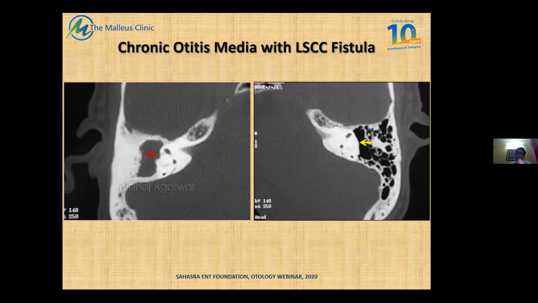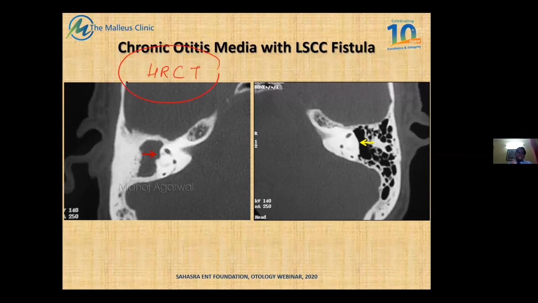Okay, so if you find a dimpling like this on 3 contiguous sections, then I'll give you an explanation as to why the patient might be vertiginous or might not be vertiginous as far as a fistula is concerned. Okay, so dimpling on 3 contiguous sections, definite fistula. Obviously, always ask for an HRCT.